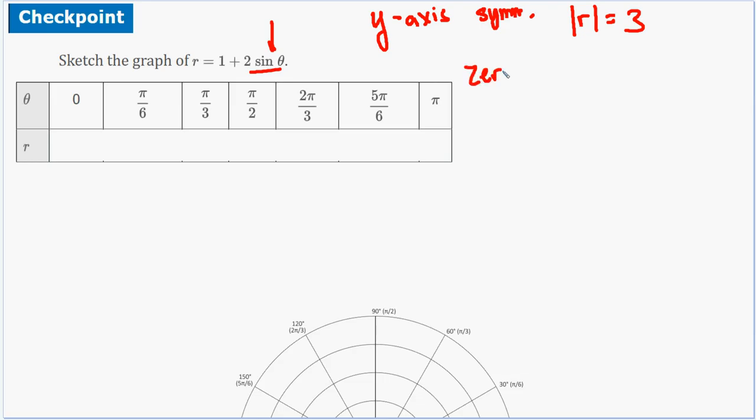And the zeros, I would set 1 plus 2 sine theta equal to 0, and then I'll get sine of theta is -1/2. So that's going to occur. Our zeros are at theta equals 7 pi over 6 and 11 pi over 6. So a good spot, stop the video, try the problem, and see how it turned out after you get it done.